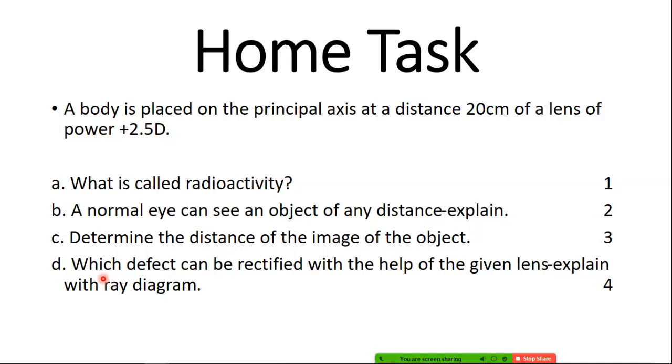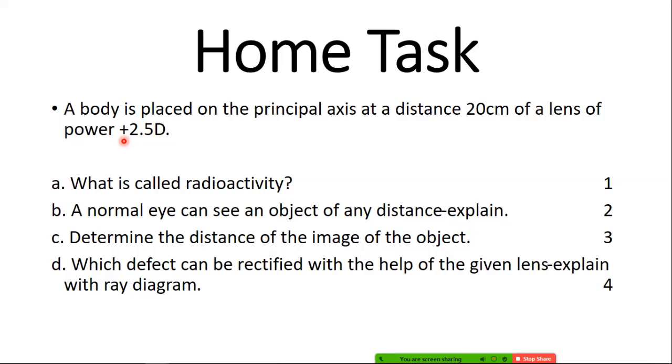And there's a hint for you. Another question is which defect can be rectified with the help of the given lens, and here we also have to draw the ray diagram and explain with the ray diagram. The power of the given lens is 2.5 diopter, and the plus sign indicates that the lens is a convex lens.